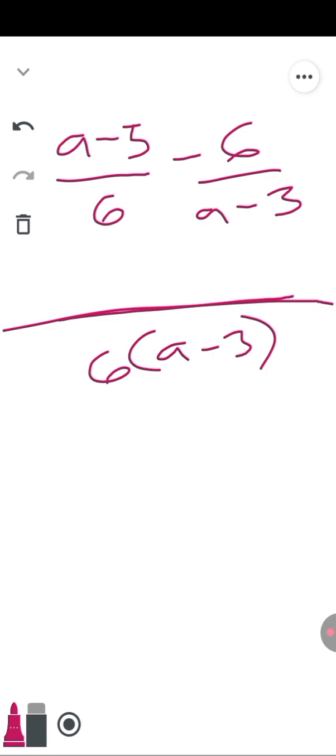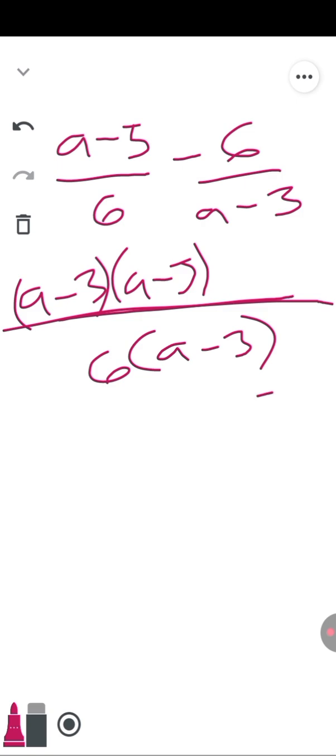Now let's divide. This divided by this. 6 will cancel 6, right? You'll be left with (a minus 3) multiplied by what? (a minus 5). Do you see that now? So let's come here. (a minus 3) will cancel (a minus 3). So we are left with 6, right? That's minus 6 into 6. Yes, 6 into 6.